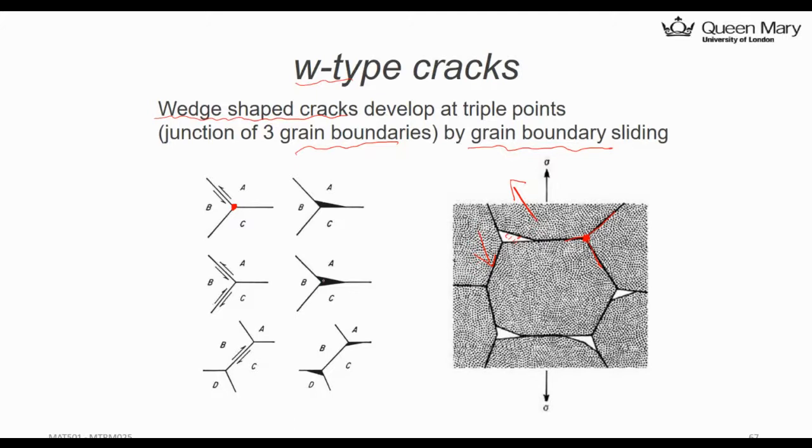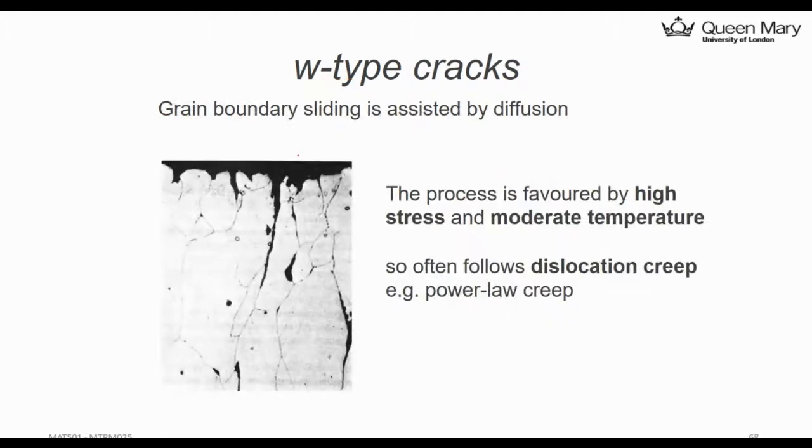Okay, similarly you can see here or here, they're all due to the grain boundary sliding, and it can be assisted by diffusion as well. The process is favored by high stress and moderate temperature, so it often follows the dislocation creep, like I said. So you can see here, this is one of these wedge-shaped cracks, because there are three grain boundaries here and sliding here. And similarly, you can see here as well. Some big ones here as well. So those are the W-shaped cracks.